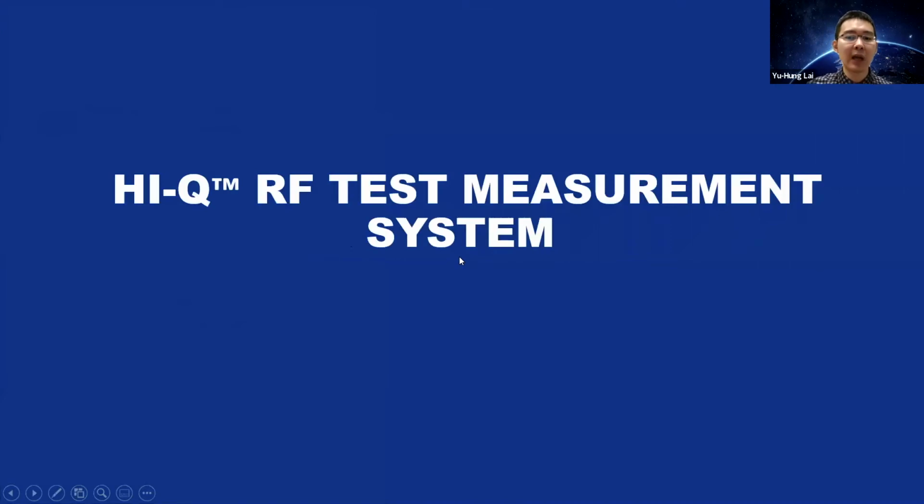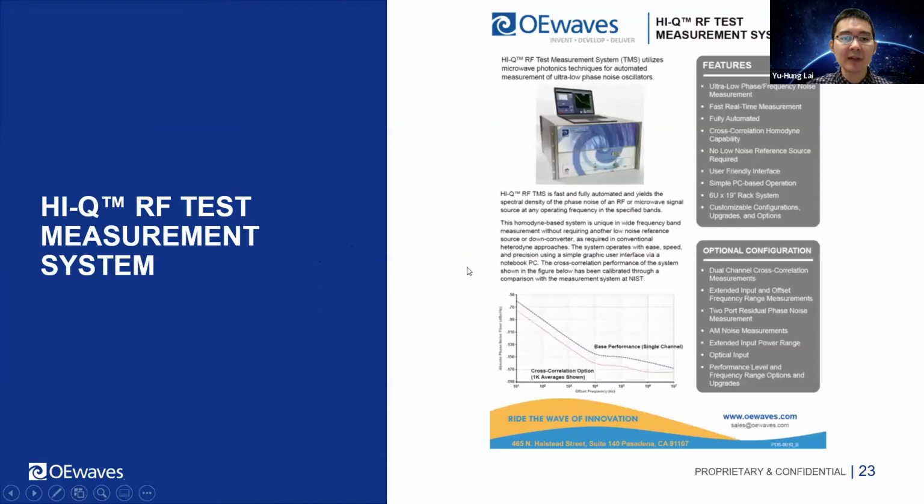And we also have the RF test measurement system. The RF test measurement system can characterize the phase noise or RIN of the RF signal. This kind of system has different options to select from. For example, we have the base performance and we can also have the cross correlation option, such that we can select the module depending on the RF sources that we want to characterize with different noise levels.